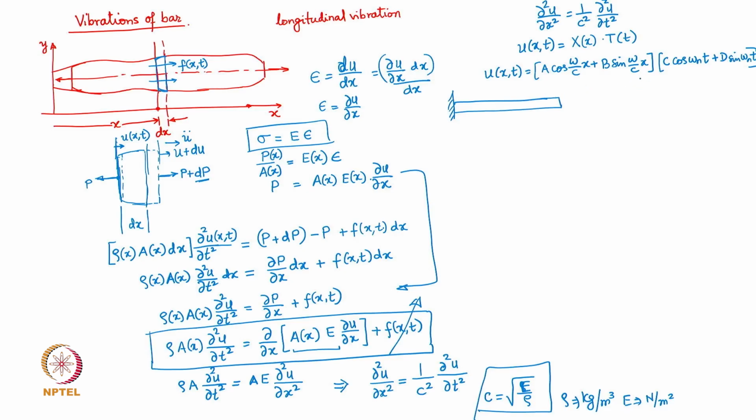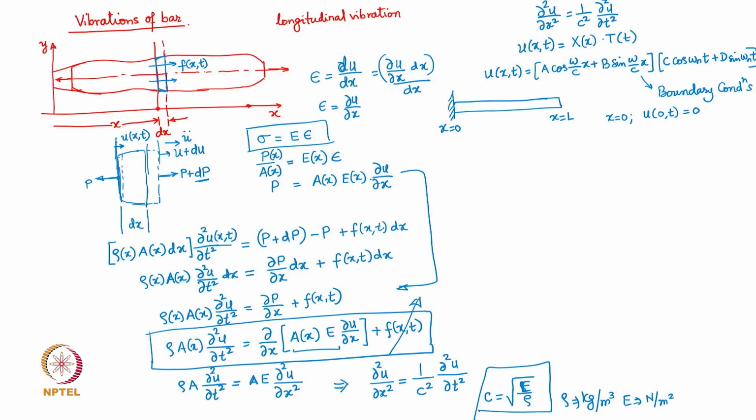Because we know that to obtain the frequency equation we have to substitute for the boundary conditions. Now what kind of boundary conditions will there be? So x equal to 0 here and x equal to L here. What is the boundary condition at x equal to 0? U(0, t) is 0 at all times.